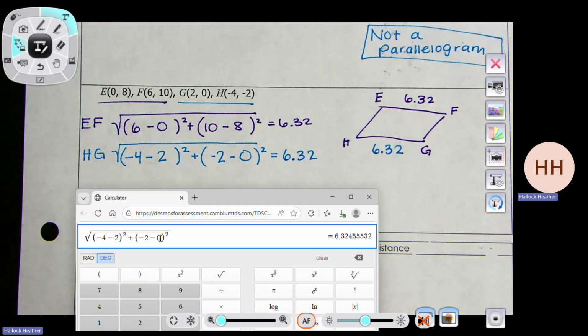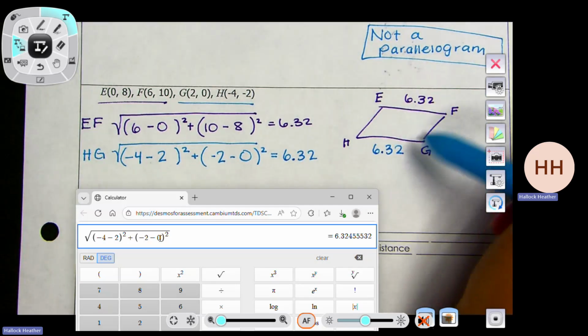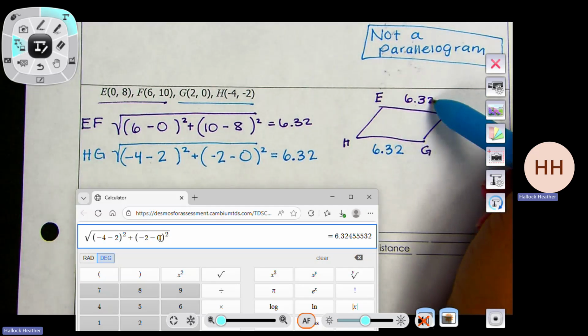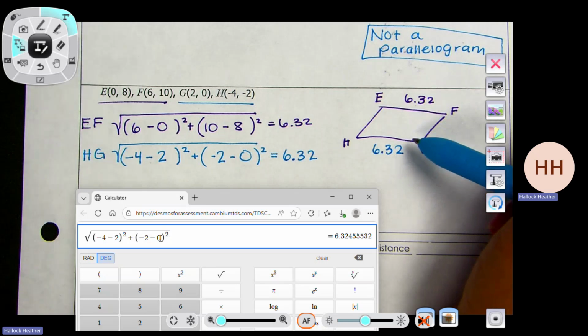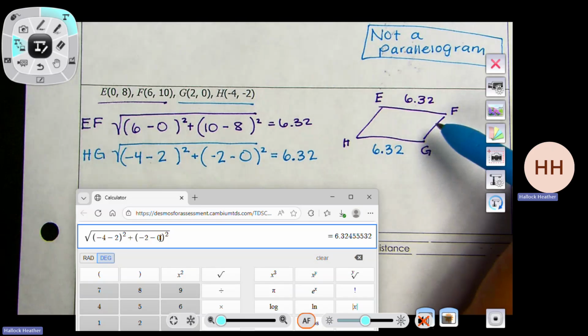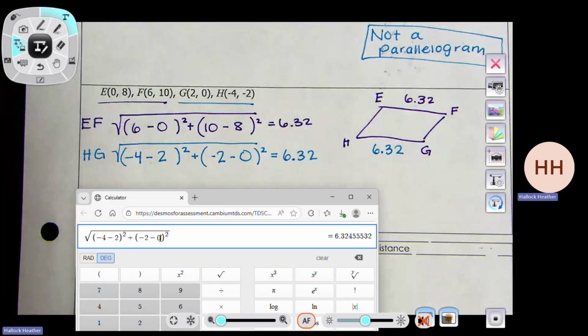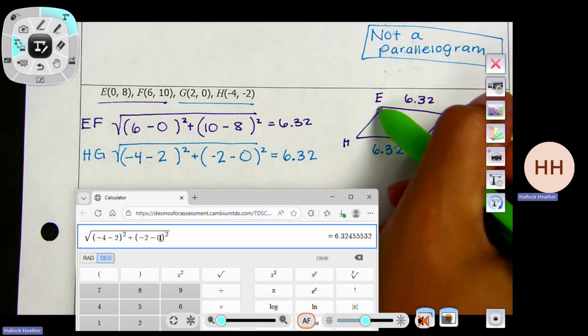If I did the top and the bottom, that's why it's nice if you have this little picture that you just sketch out. The top and the bottom do match. So far, so good. Now we need to make sure that the last two sides match. So what two letters do I need to use? E and H, and then G. Yes. So let's do E and H.